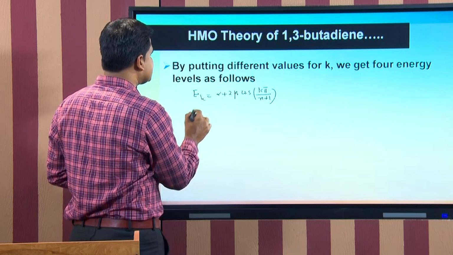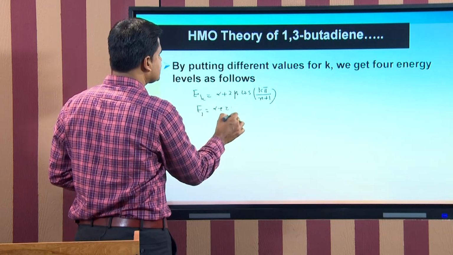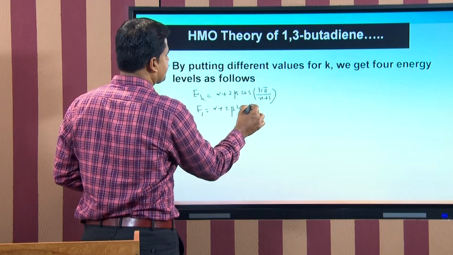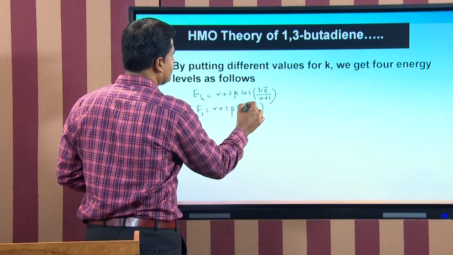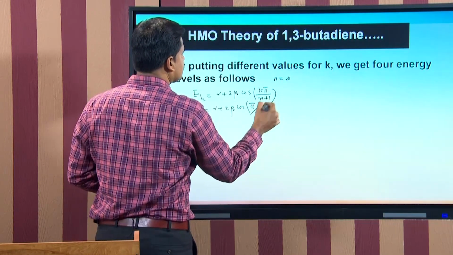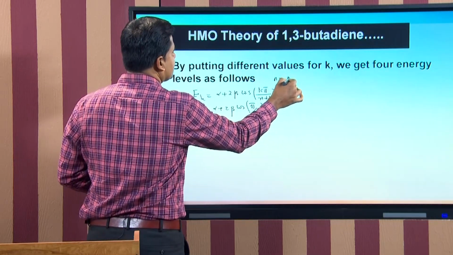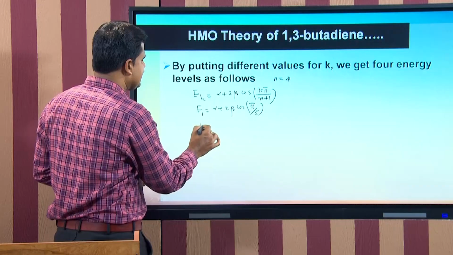If I put k equal to 1, then I get the energy level E1 equal to alpha plus 2 beta cos(pi/n). Here n is equal to 4, so n plus 1 is equal to 5, because we are discussing a 4 pi electron system. And similarly, we get E2.